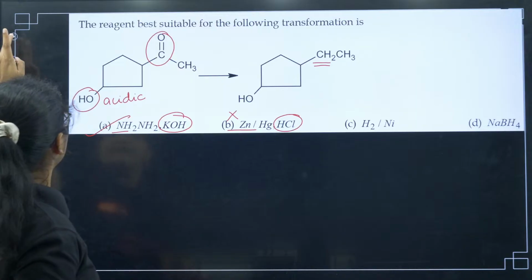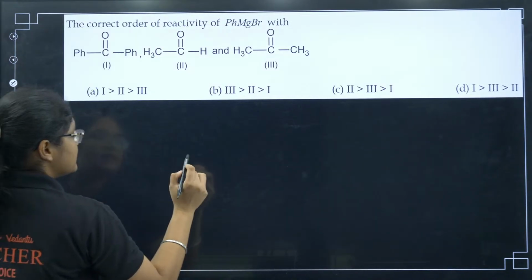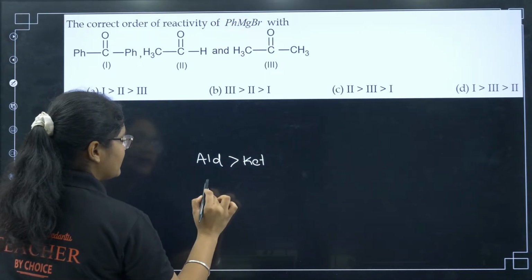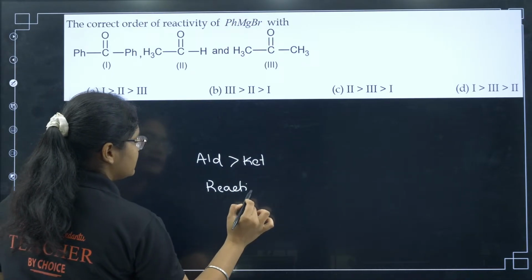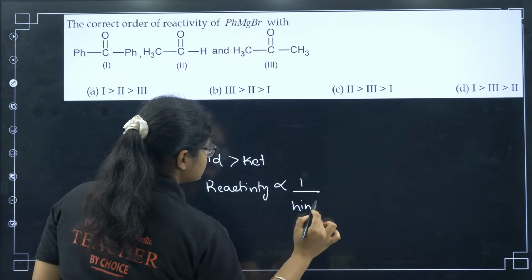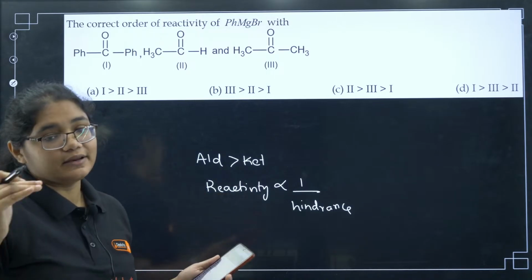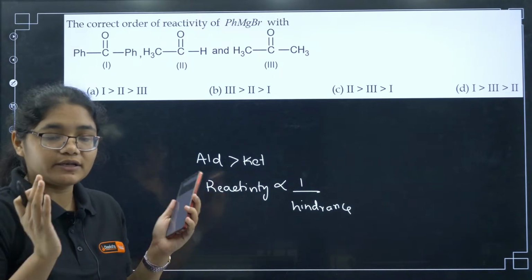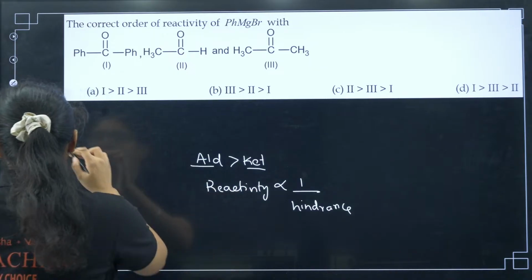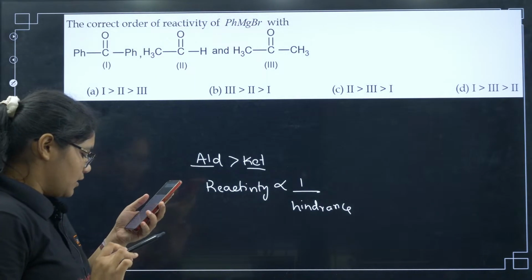Okay, next, order of reactivity. Here you should know that aldehydes are more reactive than ketones. And reactivity is inversely proportional to steric hindrance. Means if the molecule is very bulky, reaction will be less. If the molecule is small, then the reaction will be greater. First, aldehydes are more reactive than ketones. So can I see answers here from everyone?